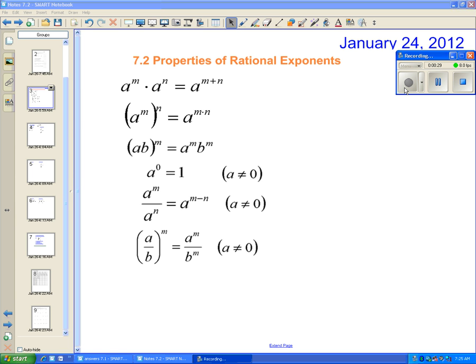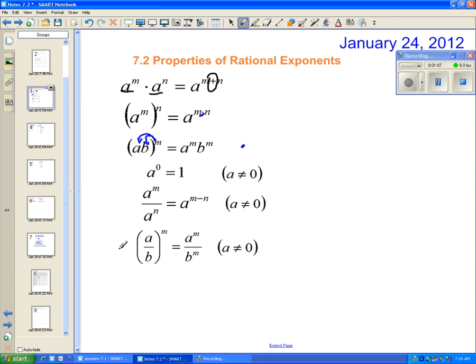So let's go ahead and remember our properties of rational exponents. When my bases are the same, I add my two exponents. Whenever I take a base and I raise a power to a power, I multiply my two exponents. Whenever I have two bases to the same power, I can distribute into that parenthesis. But I have to remember, this is multiplication.